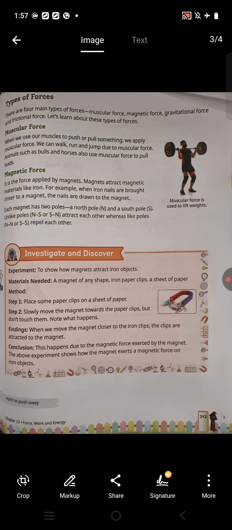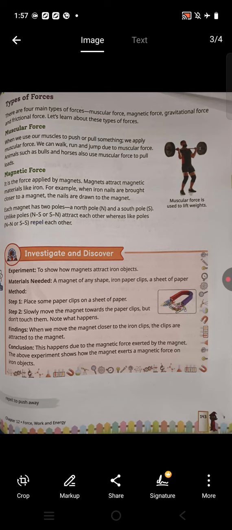Unlike poles, like north and south or south and north, attract each other, whereas like poles, that means north and north or south and south, repel each other. So this is the magnetic behavior.